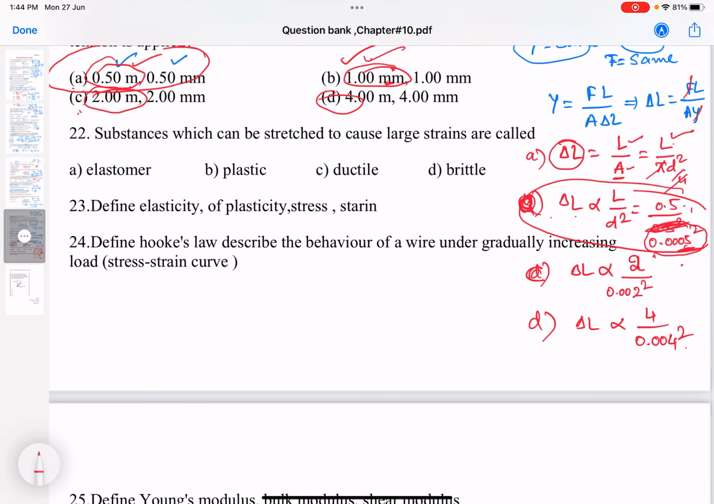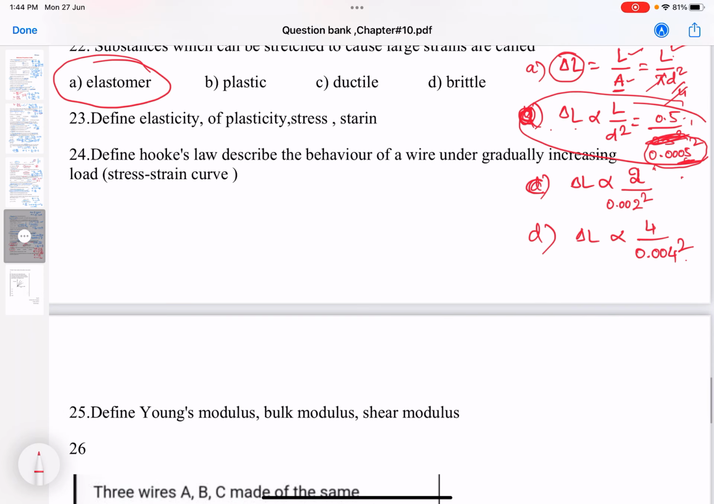Substances which can be stretched to cause large strains are called elastomers. This is already given in the textbook. Define elasticity. Elasticity is nothing but the property of the material which regains its original shape and size after removal of deforming forces. Define plasticity. After removal of deforming forces, it will not come back to its original shape and size. So such materials are called plastic materials, and the behavior is called plasticity.